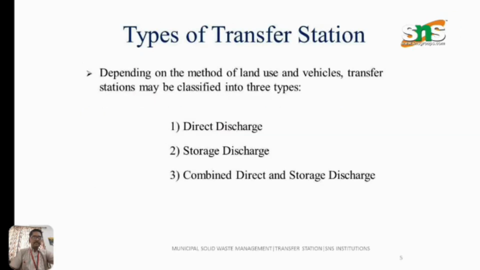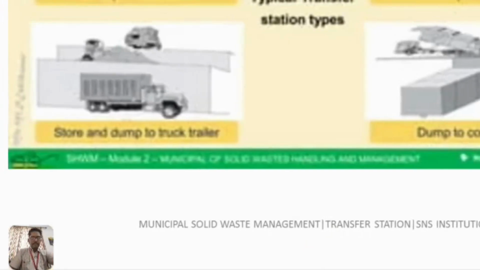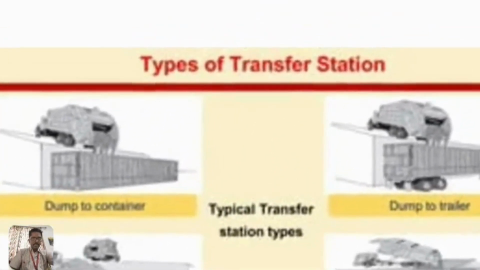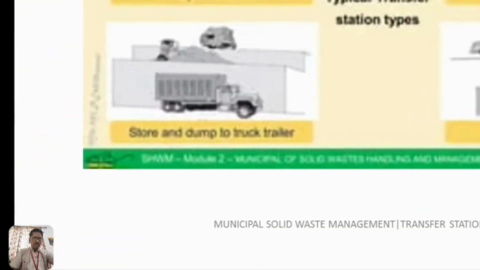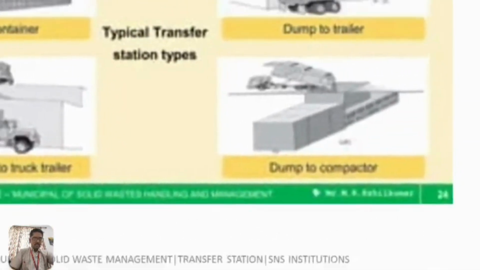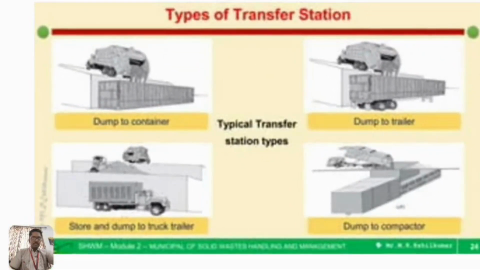Types of transfer stations. Depending on the method of land use and vehicles, transfer stations may be classified into three types: direct discharge, storage discharge, and combined direct and storage discharge. Typical transfer station types are dump to container, dump to transfer, store and dump to truck trailer, and dump to the compactor. The different types of transfer station are shown in the figure.